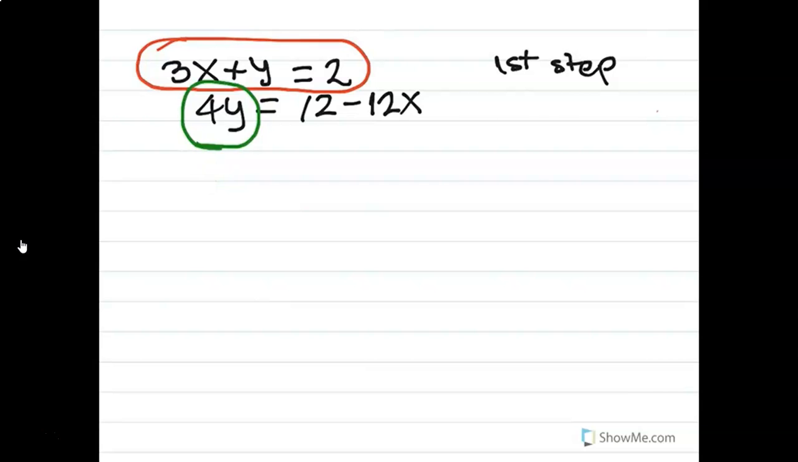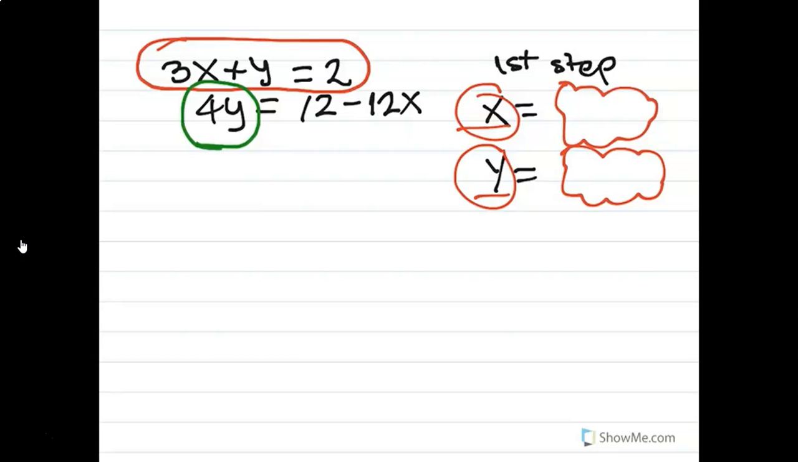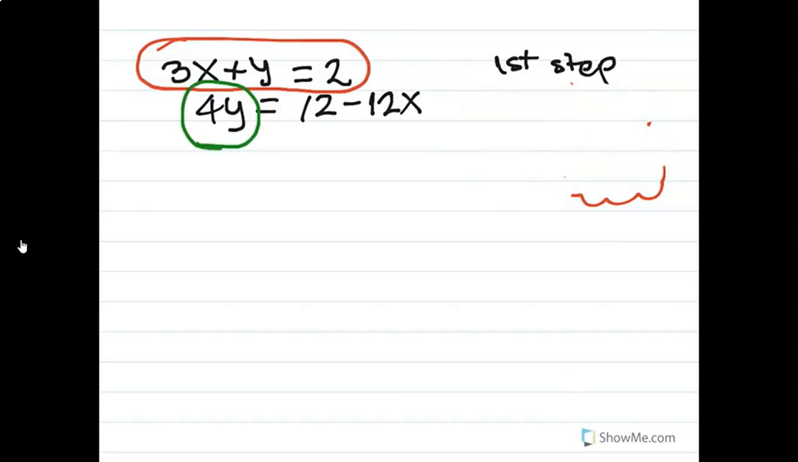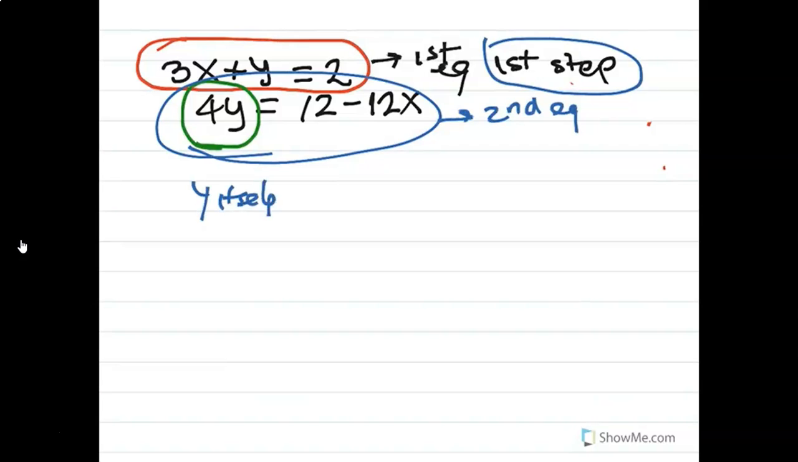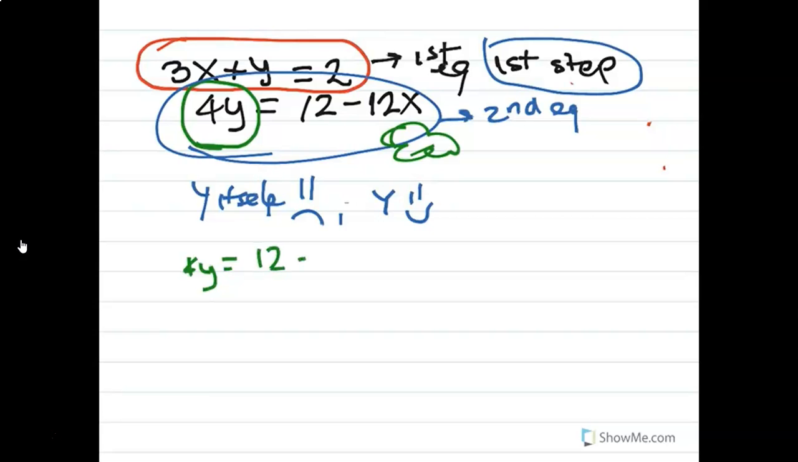Before I do this step, I need to select the easiest equation for me to solve for one of the variables. I'm going to tell you, this is my first equation. And for me, all of this is my second equation, okay? This is my first step. Because I don't have the y by itself, I need to isolate it. So I'm going to pick my second equation to isolate the y because it's really easy. I have 4y equals 12 minus 12x.